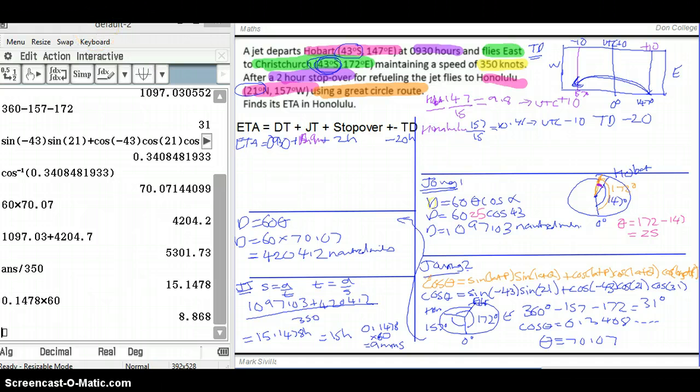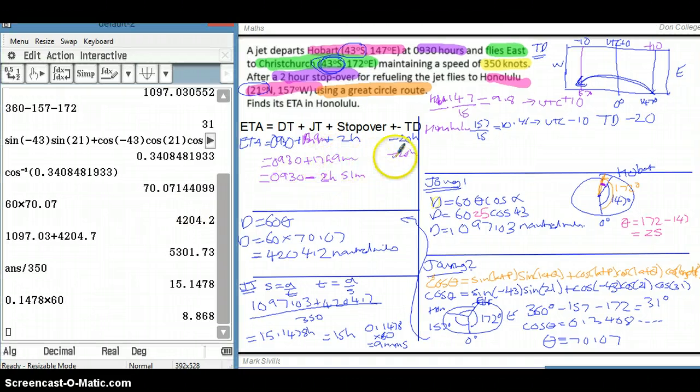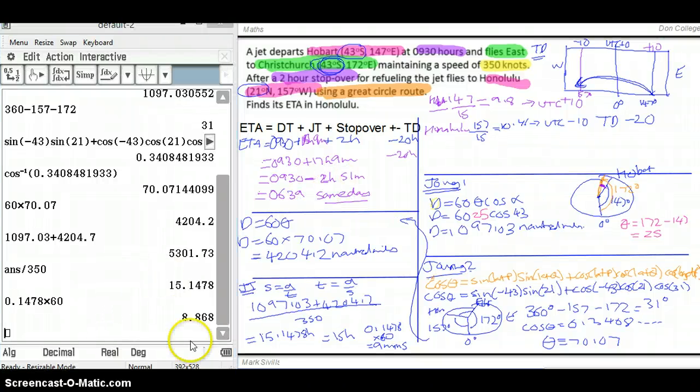Okay, last bit. One way to do this is to say my ETA is 9:30 in the morning, plus I've got 15 hours 9 minutes plus 2 hours stopover, so plus 17 hours 9 minutes. Plus 17 hours 9 minutes minus 20 hours is the same as minus 2 hours 51 minutes, which gives us a final ETA of 6:39 AM the same day.